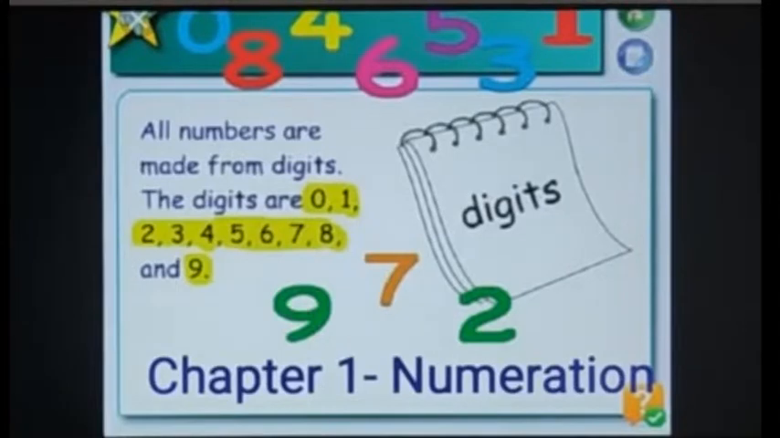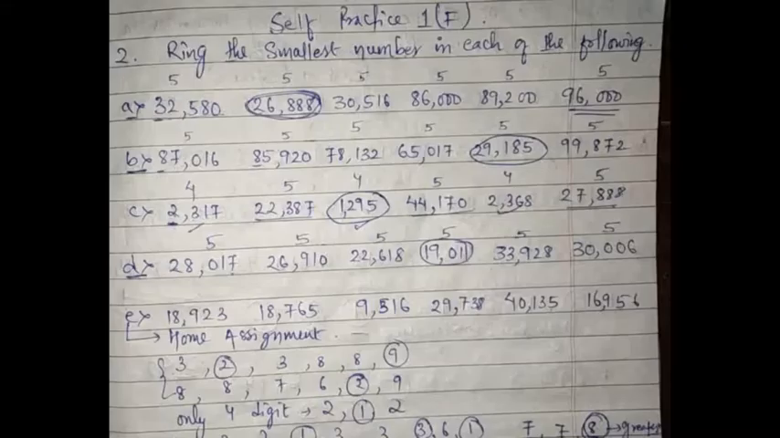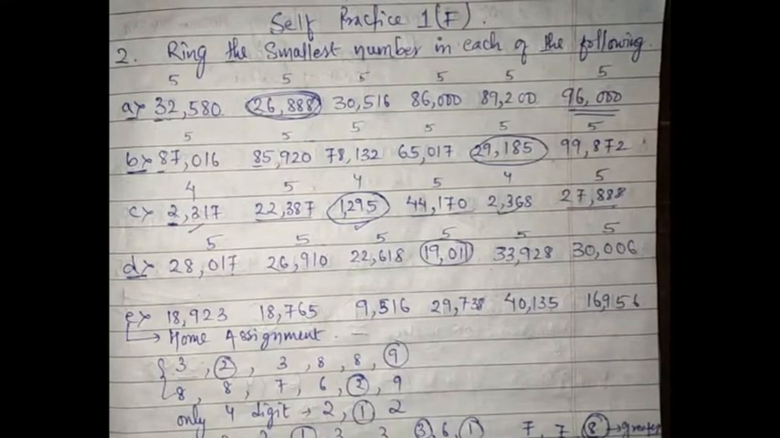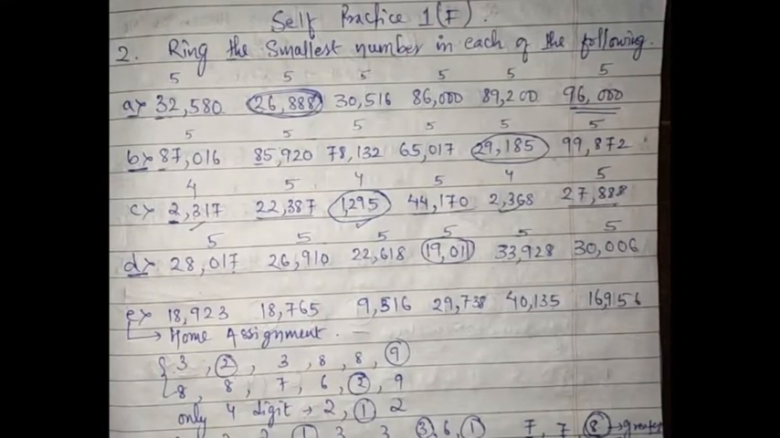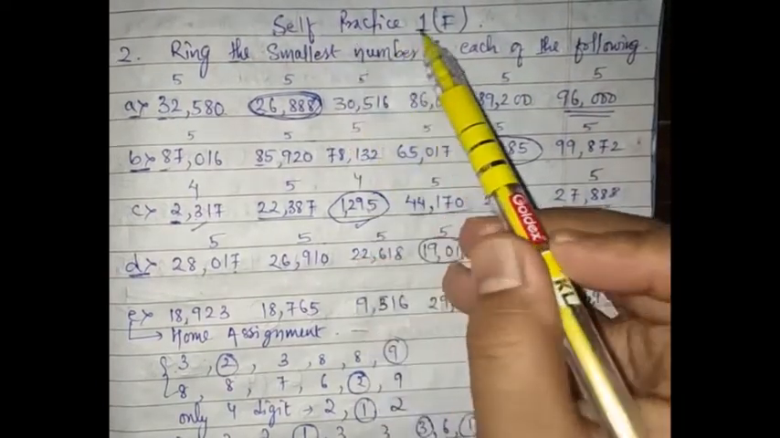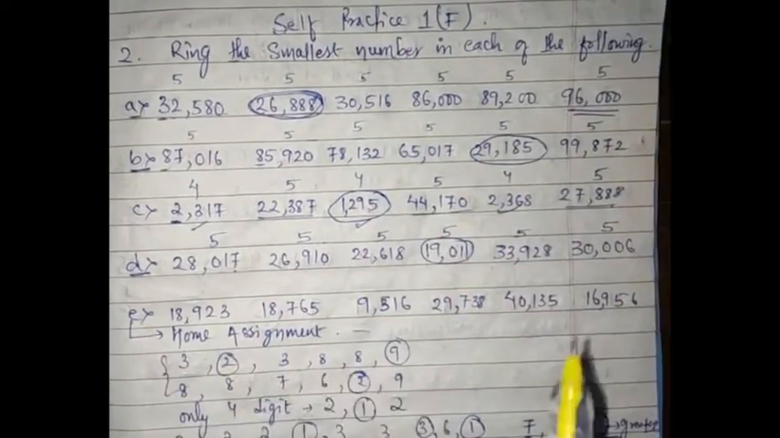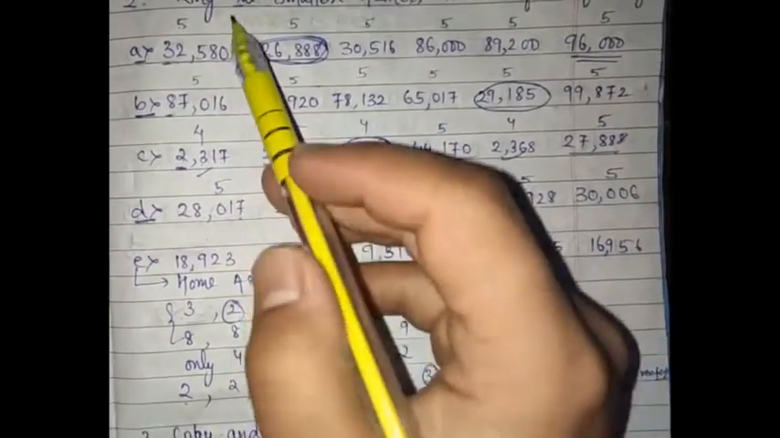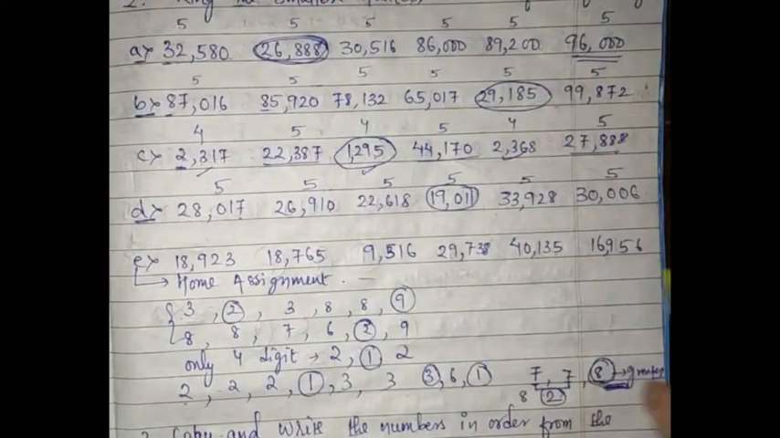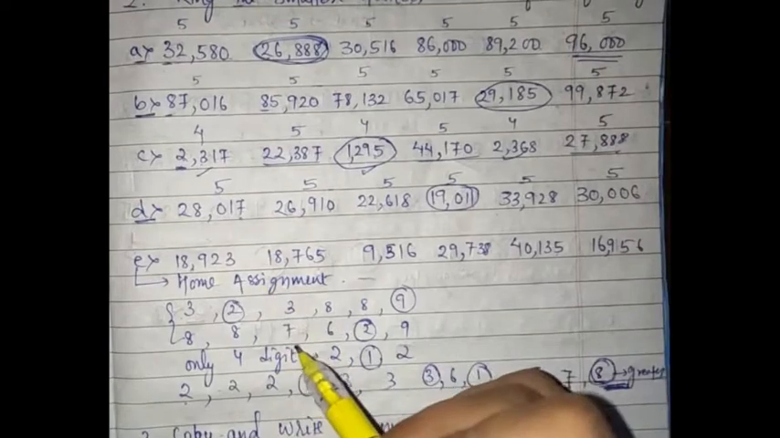So you all know that we are doing chapter 1, Numeration, from Composite Math, isn't it? You all know that in the previous class I gave you a few assignments, right? The first assignment was from Self Practice 1F, question number A. What you have to do is ring the smallest number in each of the following. So you have to ring the smallest number.